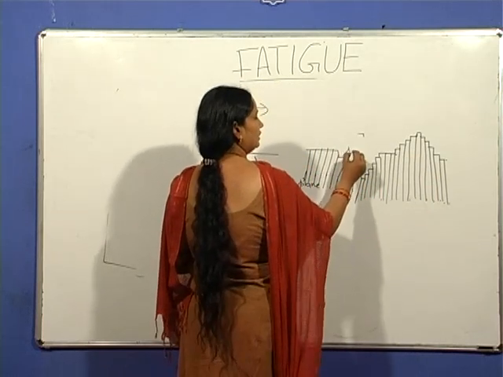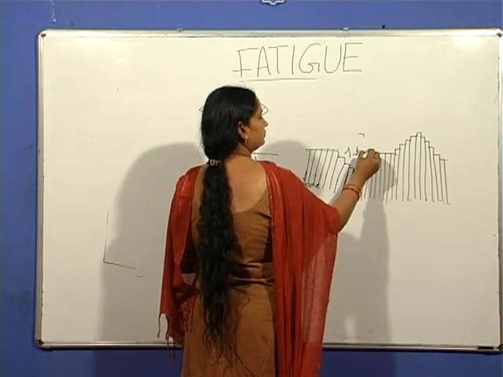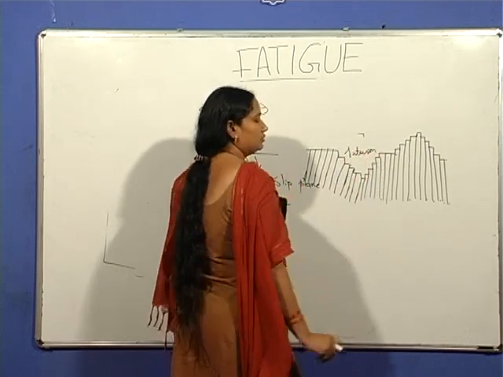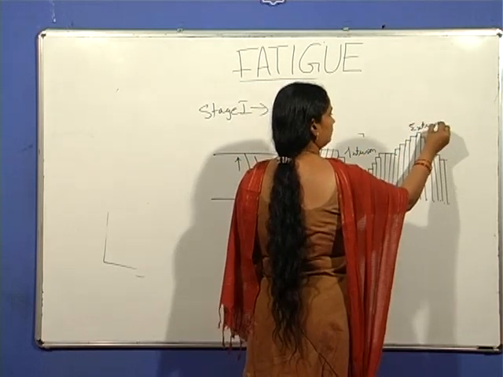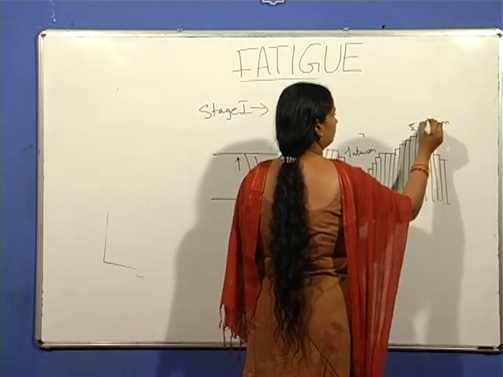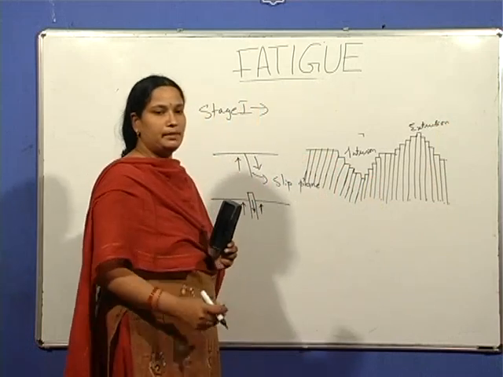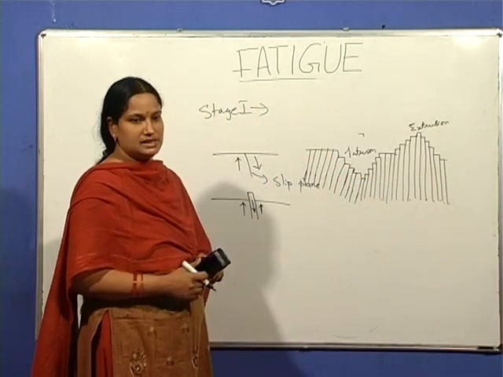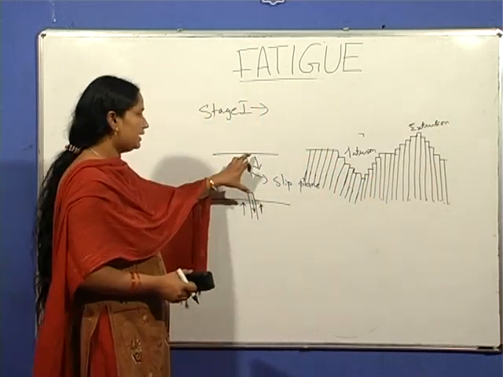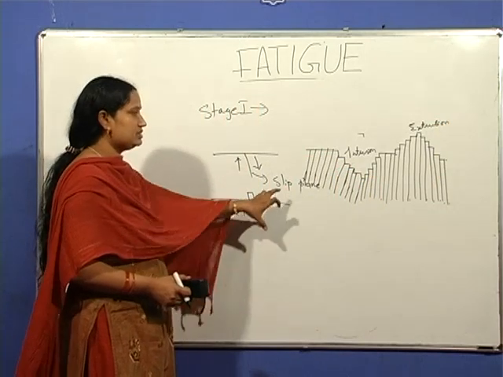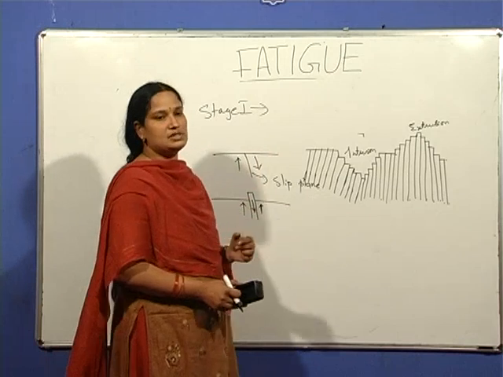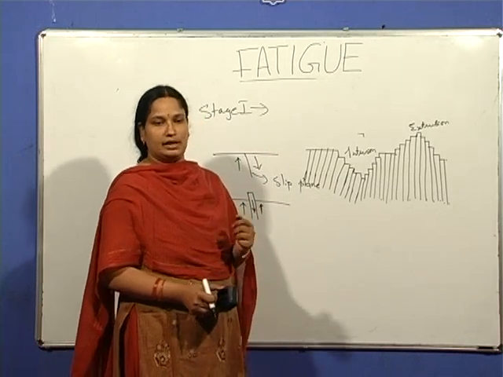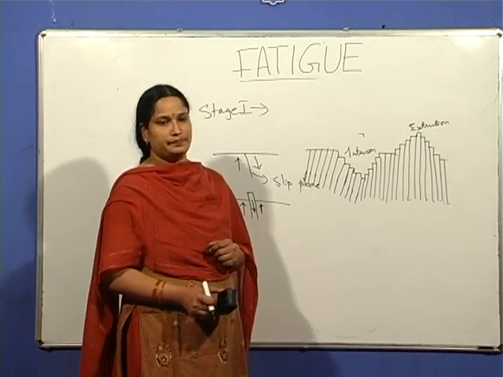So this is the intrusion and this is the extrusion, which occurs due to the back and forth movement of the slip bands. So this back and forth movement creates these intrusions and extrusions. These are the regions where the crack initiation takes place.